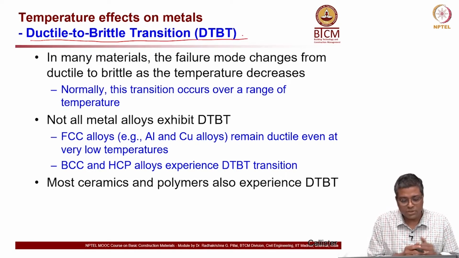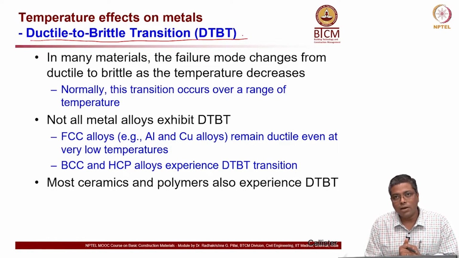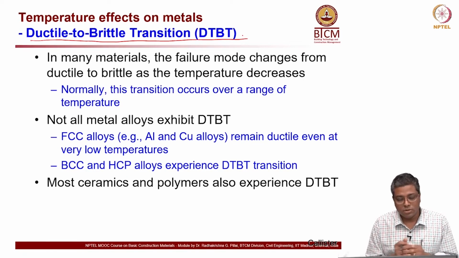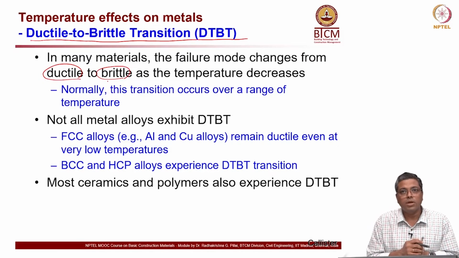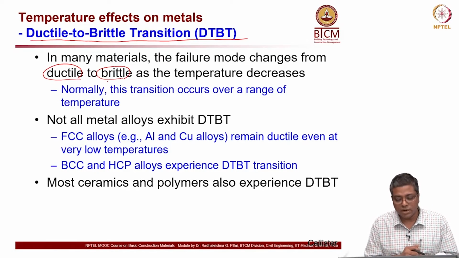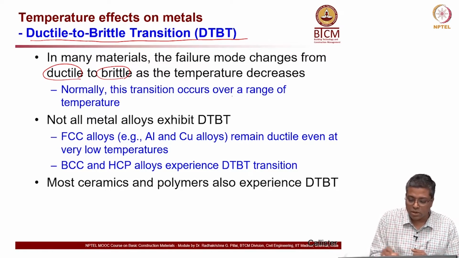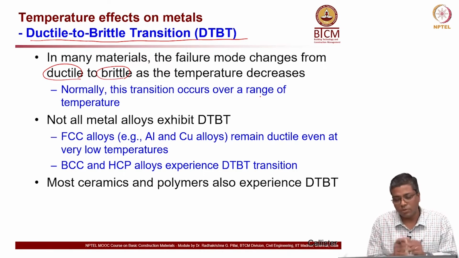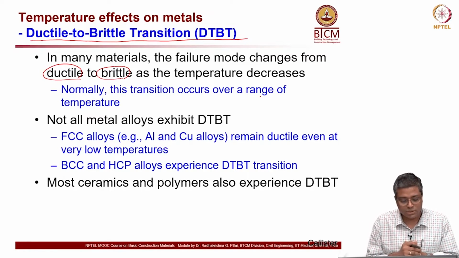In the previous slide, the last point was that metals can also be influenced by the change in temperature. So, this is on that. In many materials the failure mode changes from ductile failure to brittle failure as the temperature decreases. Normally this transition occurs over a range of temperature. It does not sometimes happen in a 5-degree change. We are talking about a larger range. I will show a picture on the next slide.